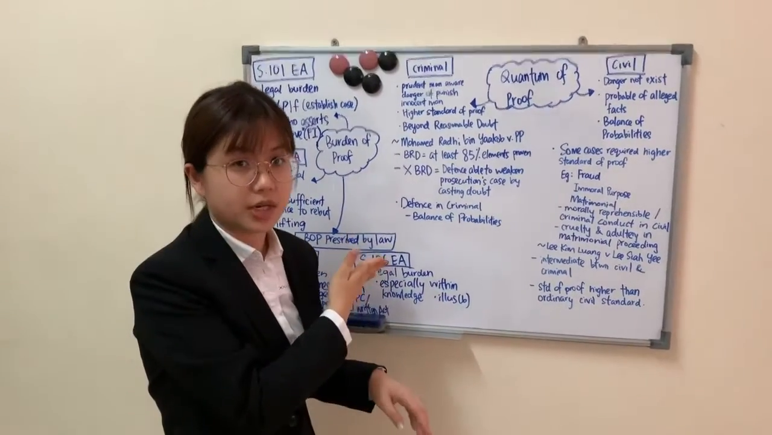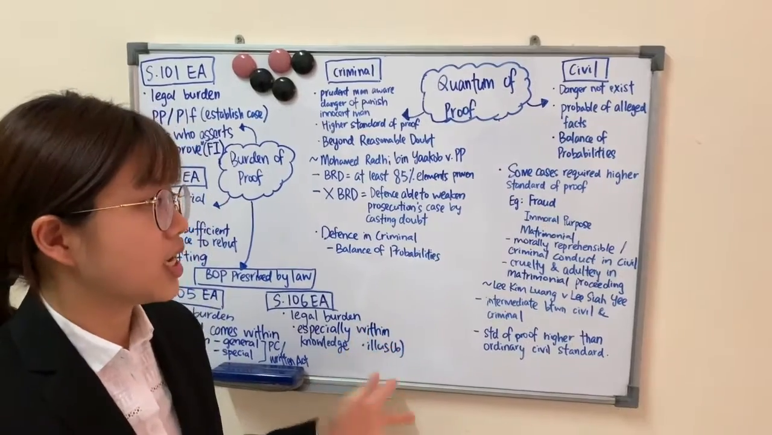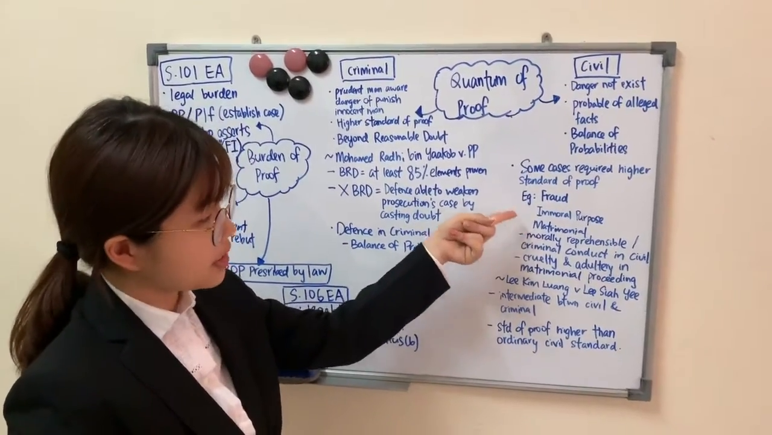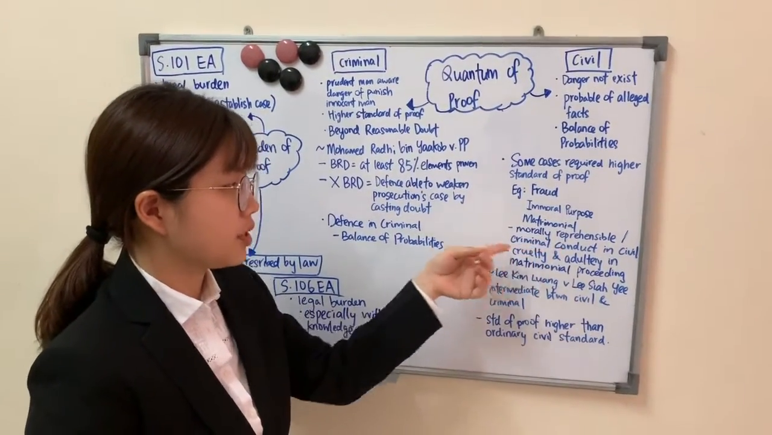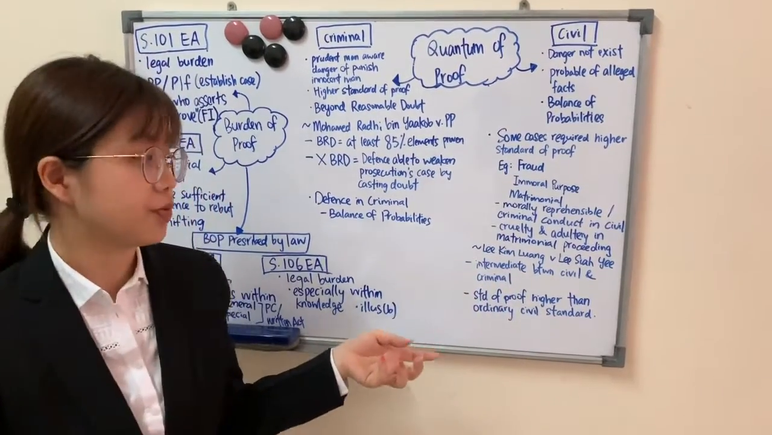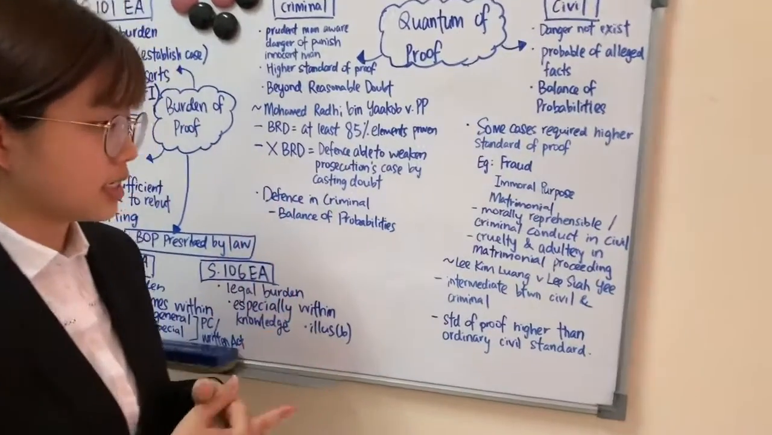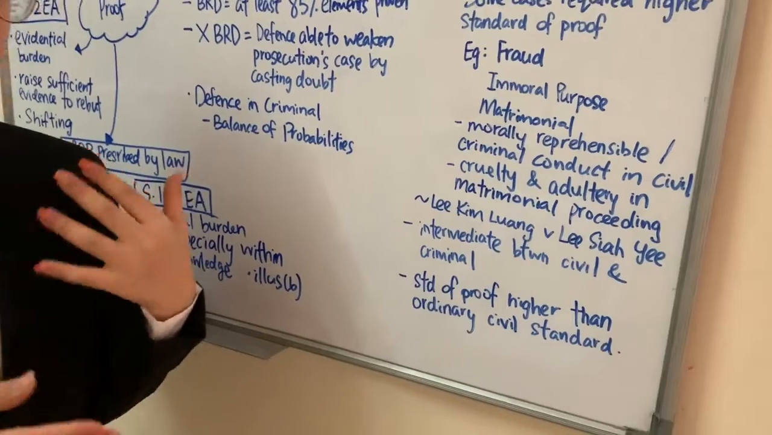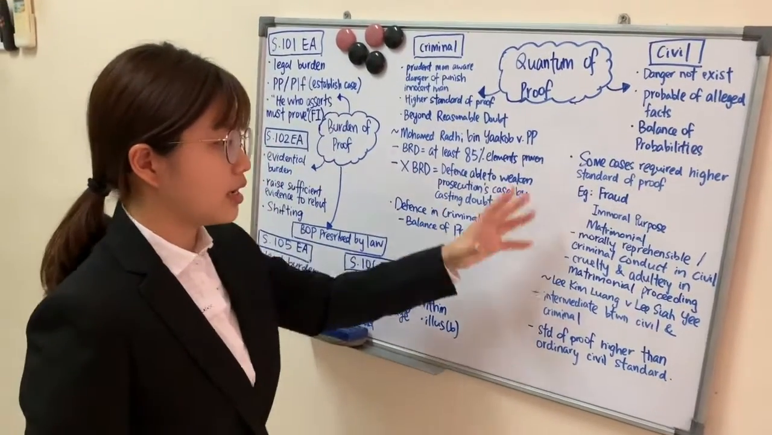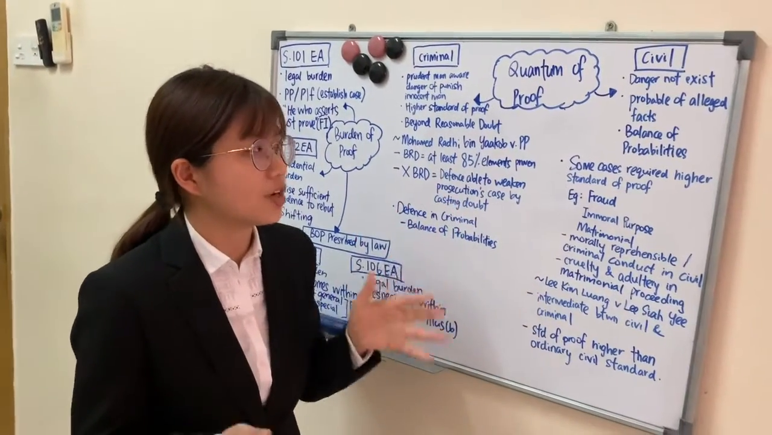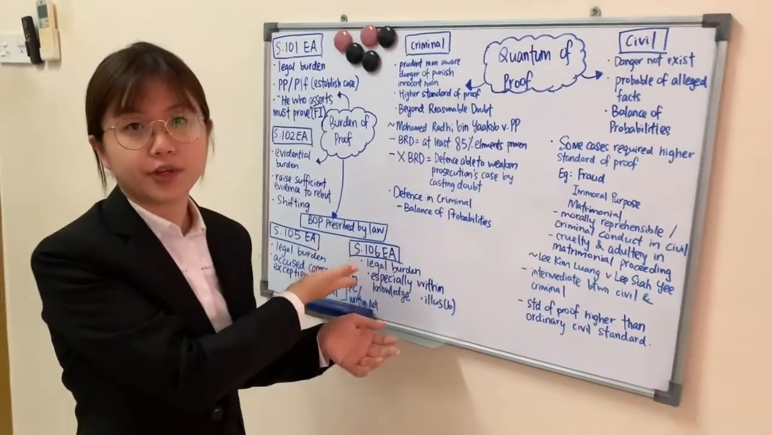So basically, this is the criminal proceeding. And for the civil proceeding, as I have stated just now, it is balance of probabilities. But there are some cases that require a higher standard of proof. For example, fraud, immoral purpose, or matrimonial cases. This is because they are cases of morally reprehensible and criminal conduct in civil, or cruelty and adultery in matrimonial proceeding. So we can look into the case of Lee Kim Luang versus Lee Xia Yi, and it stated that in those cases, the standard of proof is intermediate between both civil and criminal. So the standard of proof is higher than the ordinary civil standard. It means that in these examples of civil cases, the standard of proof is much higher than the normal civil proceeding. So this is basically the quantum of proof of the civil and the criminal proceeding.